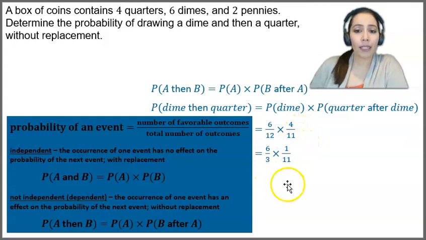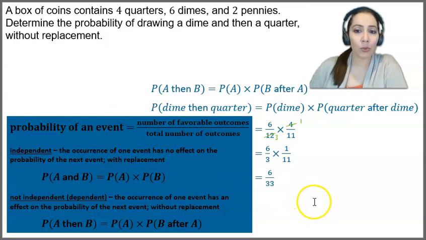Then from here, you can see that 12 and 4 diagonally, we can reduce those by 4. 4 divided by 4 is 1, 12 divided by 4 is 3. So I really have 6 over 3 times 1 over 11. And then from here, I can multiply across. 6 times 1 is 6, 3 times 11 is 33.